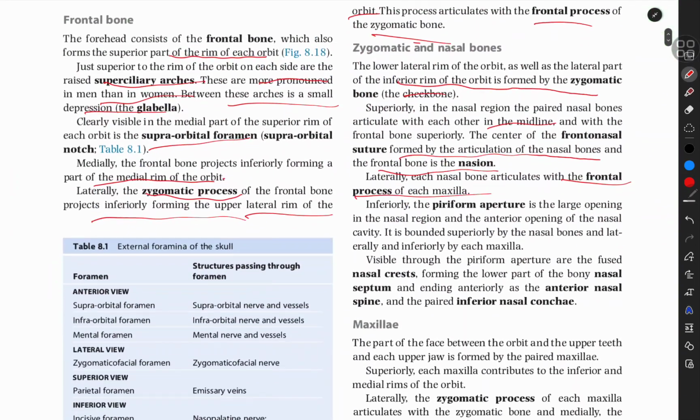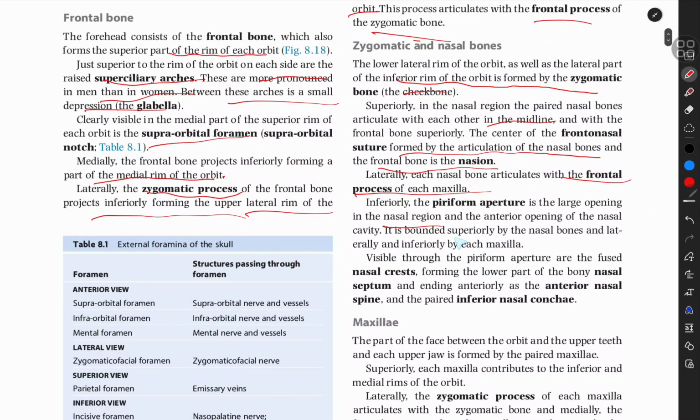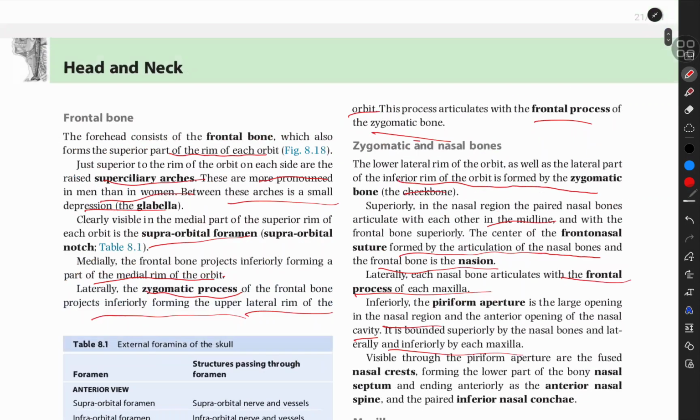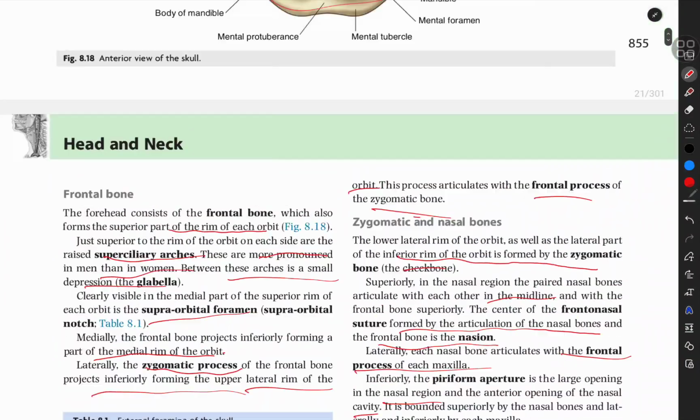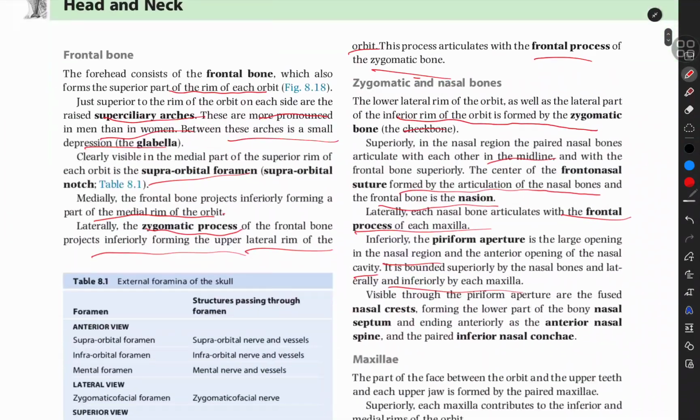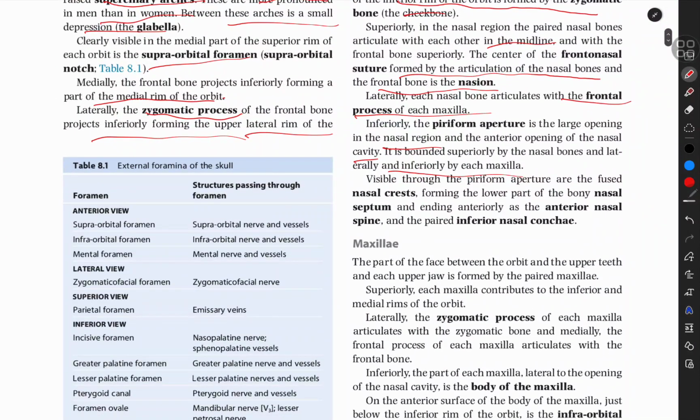So simple, okay? Inferiorly, the piriform aperture is the large opening in the nasal region and the anterior opening of the nasal cavity. It is bounded superiorly by the nasal bones and laterally and inferiorly by each maxilla. I think maxillae, because they fuse together in this region. Two maxillae join to form one.